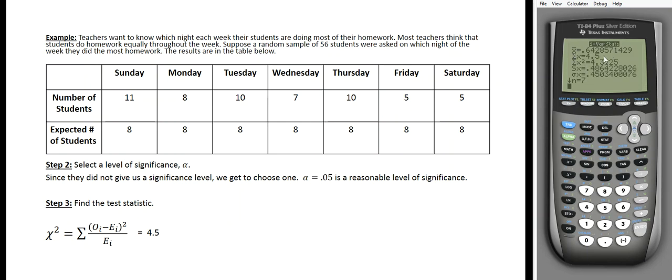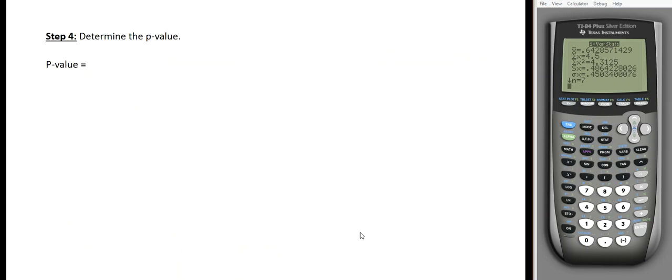Okay, so we don't need the X bar. What I'm really looking at is the sum right here. So the sum of that list is 4.5. So notice that it matches over here. Okay, so we've got our chi-squared test statistic. So let's go ahead and go on.